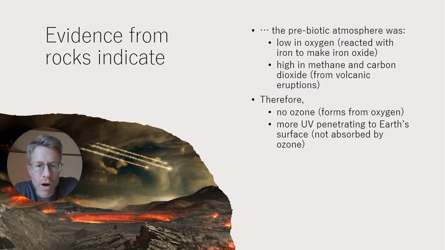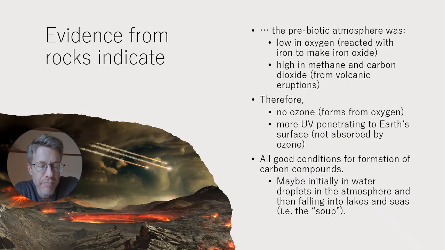Since there was no oxygen, that means there was no ozone. So ozone is a chemical that forms in the atmosphere from oxygen. And it's important on Earth today because it absorbs UV light. And so without the ozone, we would have had a lot more UV light hitting the Earth's surface.